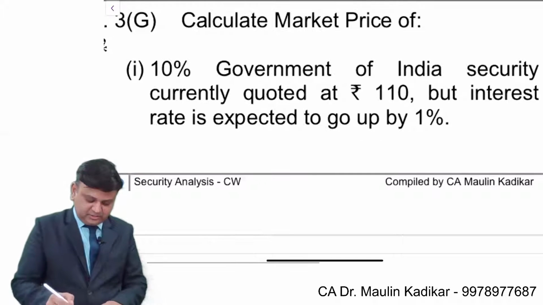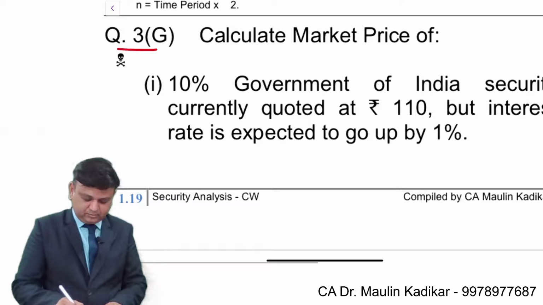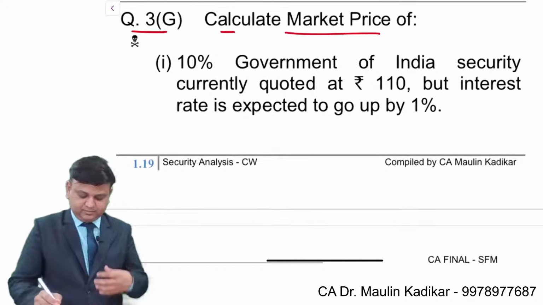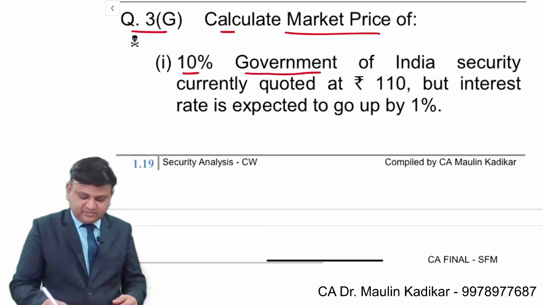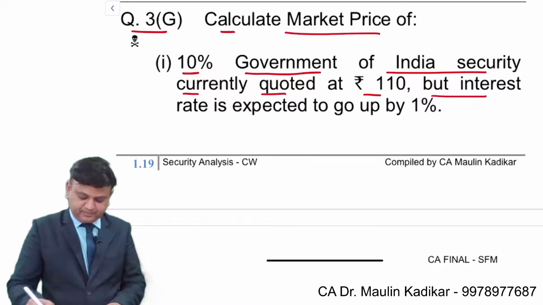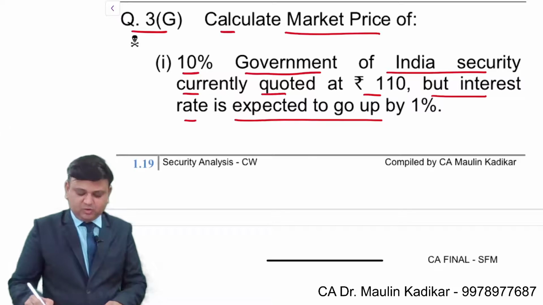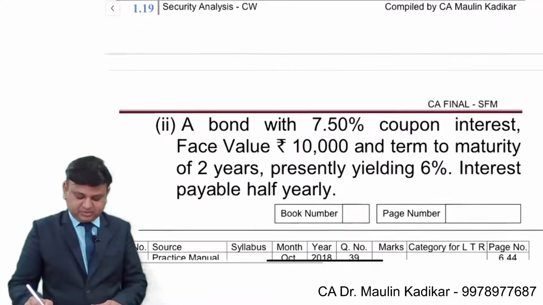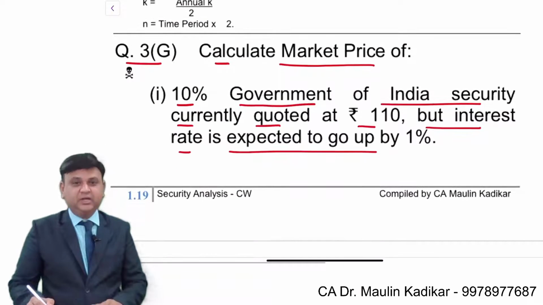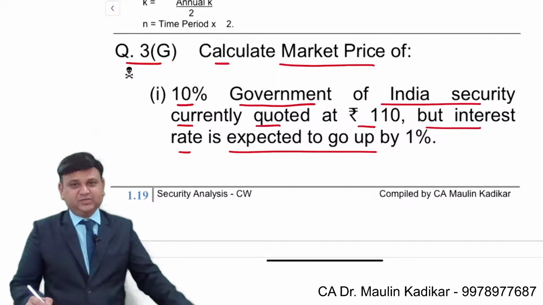Question number 3G. Calculate market price of 10% Government of India security currently quoted at rupees 110, but interest rate is expected to go up by 1%. Then second part of the question is given. I want you to tell me answer of the first question.